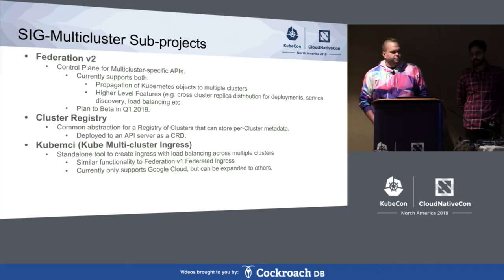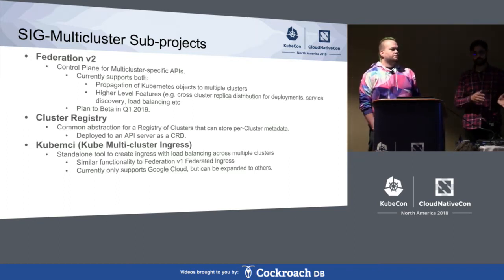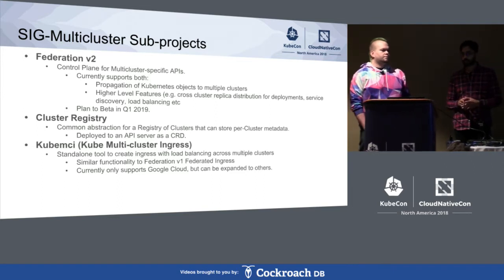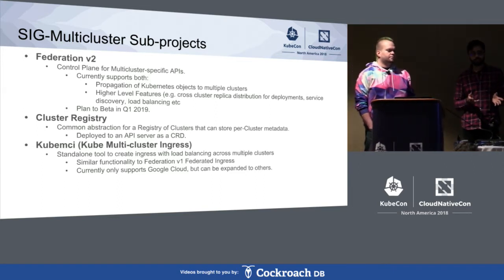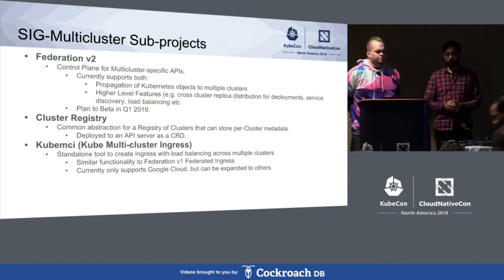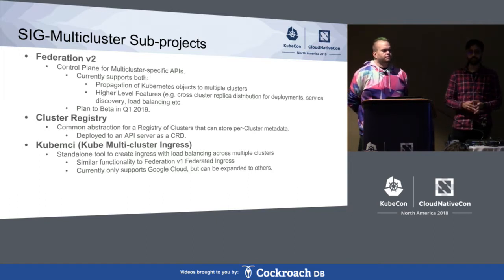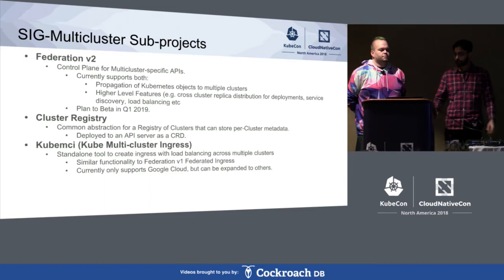So some of this portion is already covered as part of the intro, so we are just quickly going to browse through them. We have 3 active projects right now. Federation v2, what we call, is the most active of all of them. We also have cluster registry and kubemci. The details of that have already been covered in the intro. We are more interested in diving deep into the Federation v2 project for this particular deep dive session.